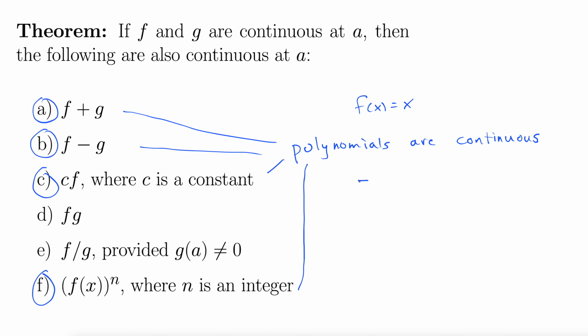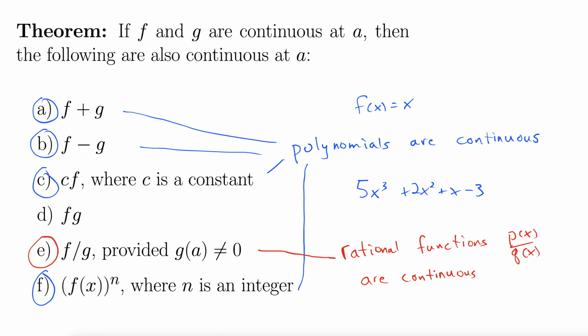Let's just do an example. I don't know, 5x cubed plus 2x squared plus x minus 3. So all it is taking x, and then we have it to various powers here. So we're doing f, multiplying it by constants, 5, 2, 1, etc., and then adding and subtracting things together. So from this, we can see that polynomials are continuous. Well, then E tells us that if we divide two continuous functions, we get another continuous function. So from that, we can tell that rational functions are continuous.